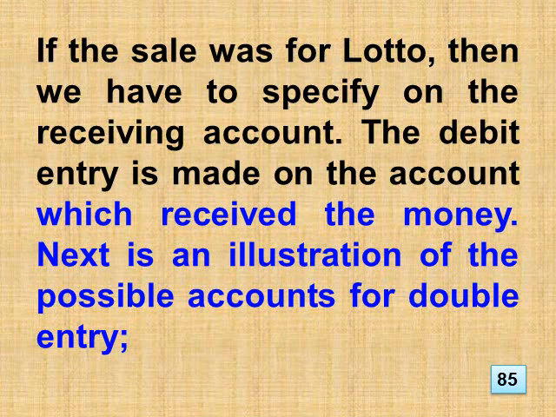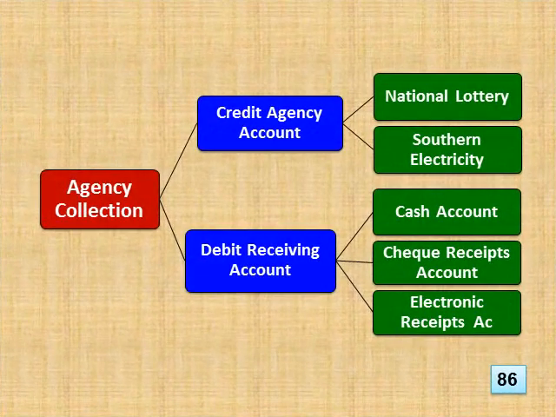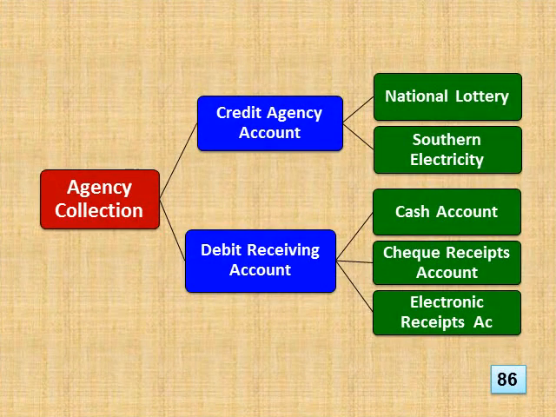The debit entry is made on the account which received the money. Next is an illustration of the possible accounts for double entry. Recording agency collections. Credit the agency account. It may be the National Lottery account or Southern Electricity account. Then debit the receiving account, depending on how it was received. This could be the cash account, bank account, or check receipts account.